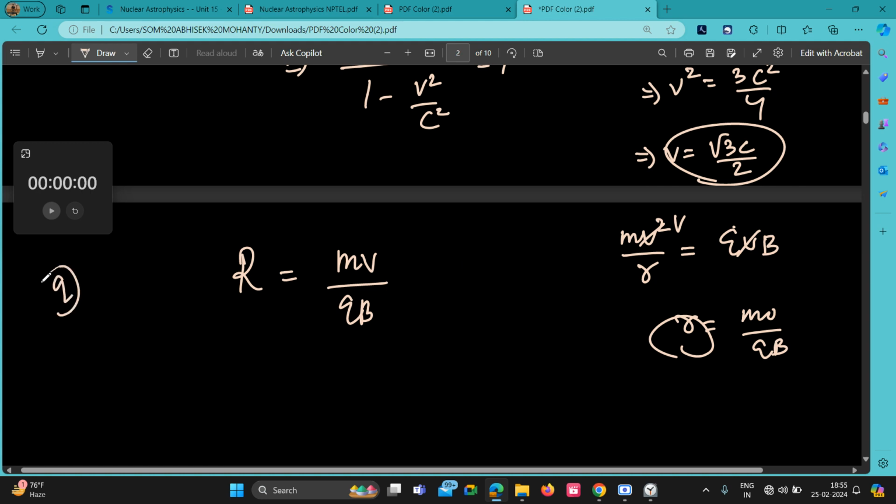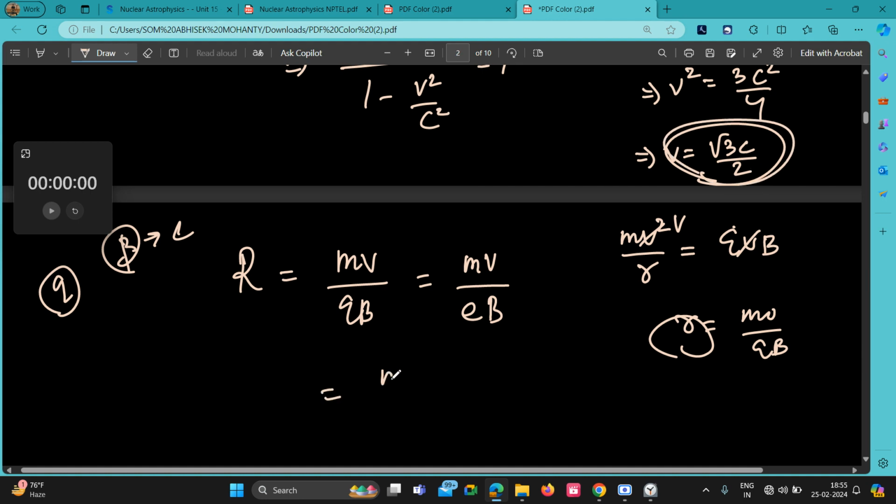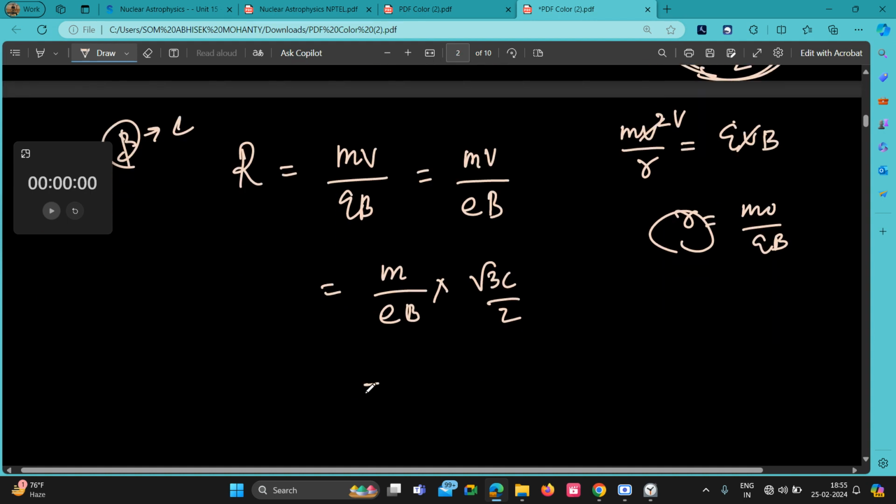What is q? q is the charge of the particle. Your beta particle is actually an electron. So mv by eB. Now v we have root 3 c by 2, right? So that will be an answer. So root 3 mc divided by 2eB is equal to R.